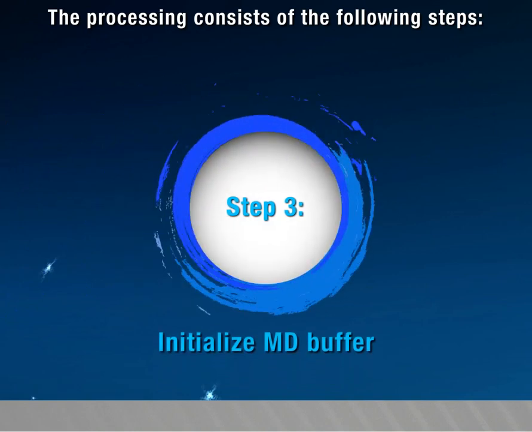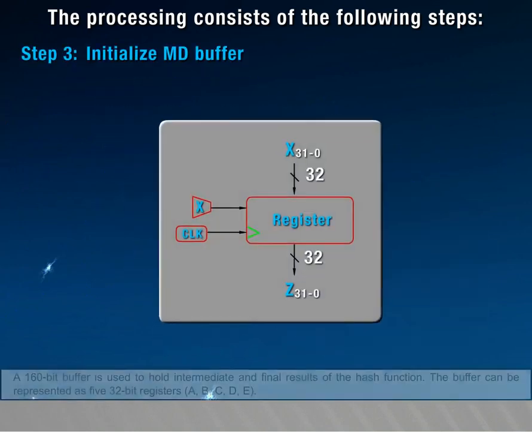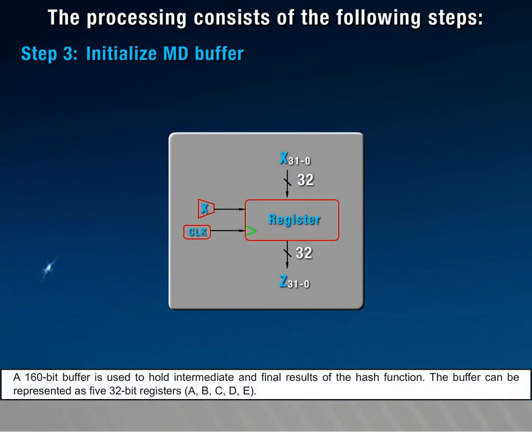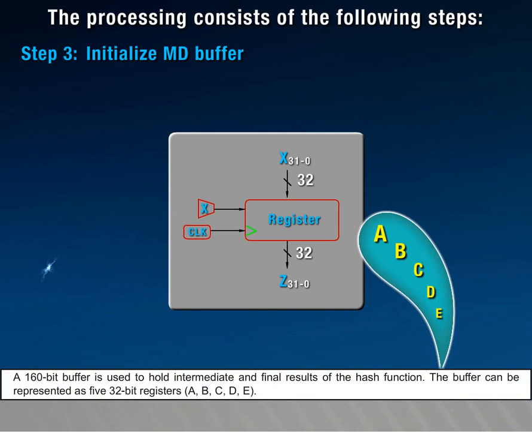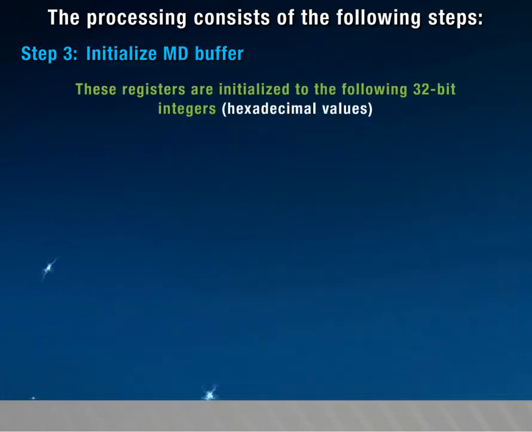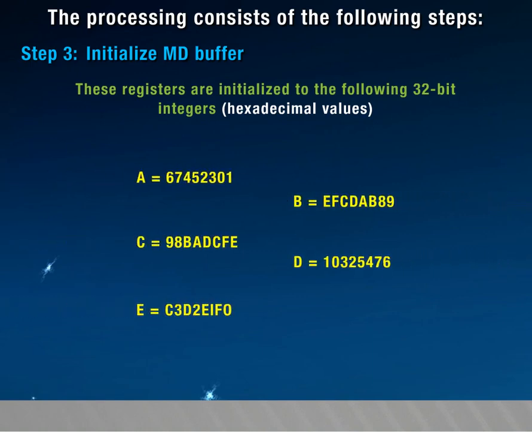Step 3: Initialize the MD buffer. A 160-bit buffer is used to hold intermediate and final results of the hash function. The buffer can be represented as 5 32-bit registers A, B, C, D, E. These registers are initialized to the following 32-bit integers, hexadecimal values. A equals 67452301. B equals EFCDAB89. C equals 98BADCFE. D equals 10325476. E equals C3D2E1F0.